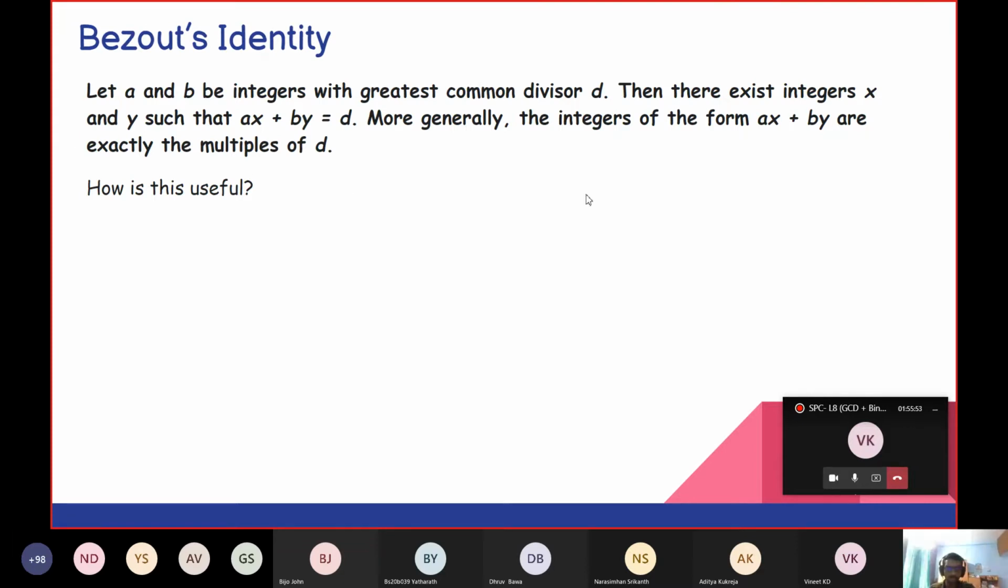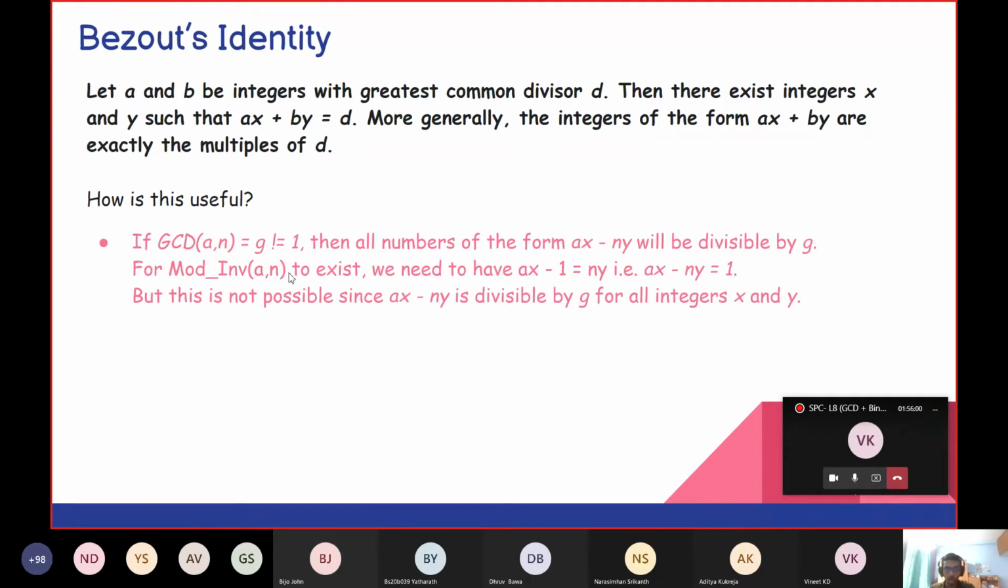So now, how is this Bezout's identity useful? If GCD of two numbers is not 1, any numbers of the form ax plus by or even ax minus by are going to be divisible by g because they're all multiples of g. G is the GCD. And for mod inverse to exist, we need ax minus 1 to be ny because ax should be congruent to 1 mod n. So ax minus 1 should be divisible by n, which means ax minus 1 equal to ny will translate to ax minus ny is 1.